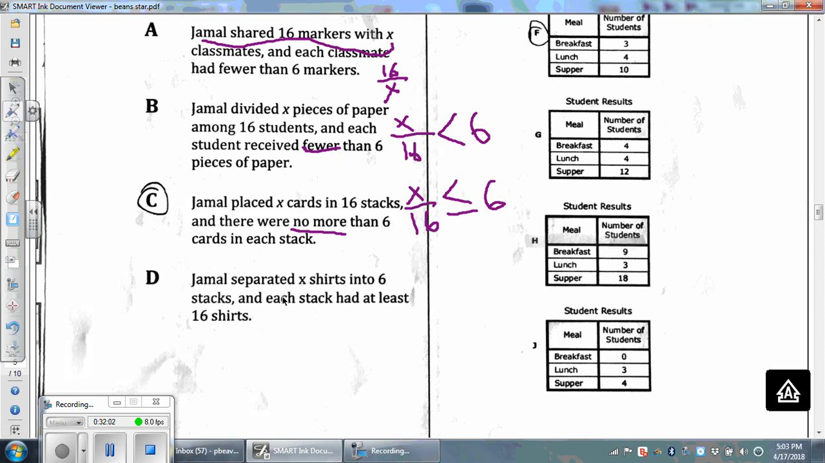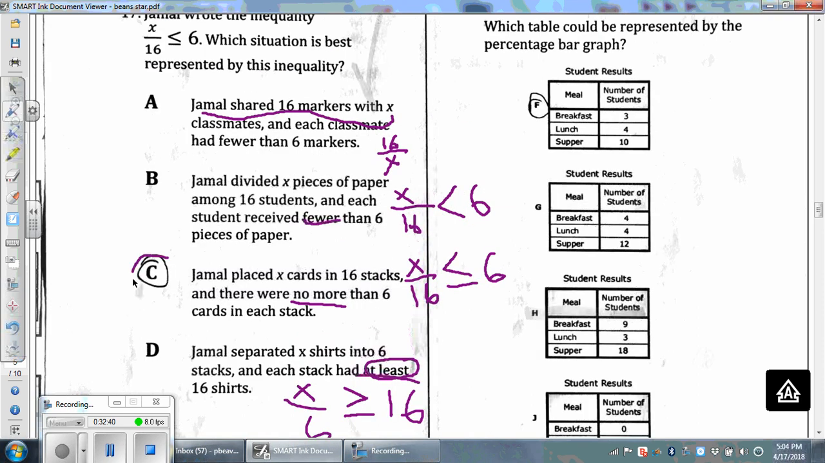Now let's look at D. Jamal separated x shirts into 6 stacks. So right there is telling me something's wrong. Each stack had at least 16. So let's see what at least means. At least means the least amount it had was 16, so equal to 16. Now, did it have more than 16? Yes, because it says at least. So 16 was the lowest, but it could have more than that. So that one will be this type of inequality symbol. So the correct answer again is C.